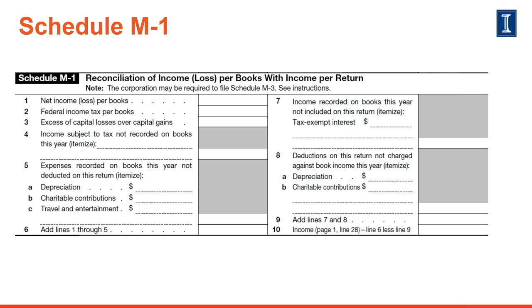The key point is to know that these items help determine taxable income. As a result, Schedule M-1 on the corporate tax return, which is required for corporations with less than $10 million of assets, reconciles net income for books with taxable income on the tax return. The IRS uses this information for a variety of tax enforcement purposes.